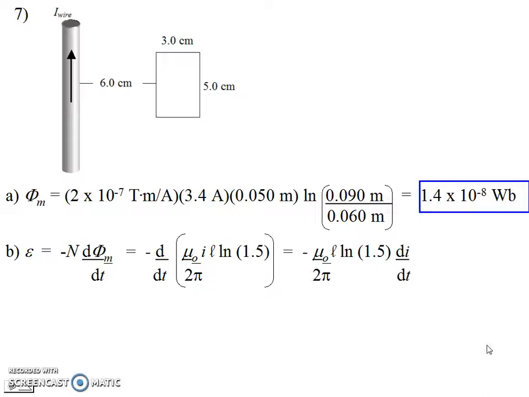Just differentiate that with respect to time. That should be negative 0.6 amps per second, and then it's just a matter of putting all the right numbers in the right places here, and we should be getting the EMF of 2.4 times 10 to the negative 9th volts. But that's still not the answer, right?